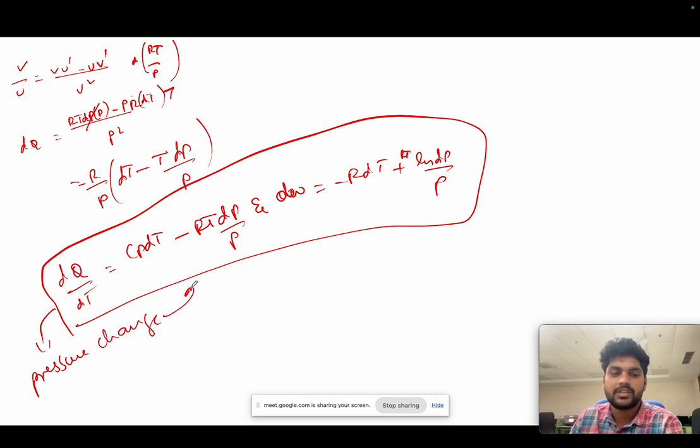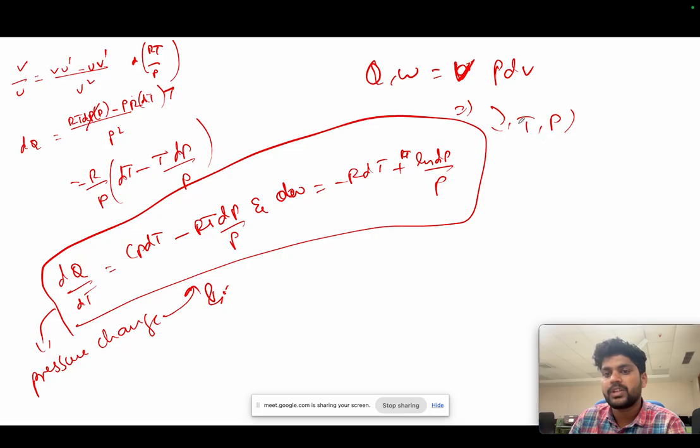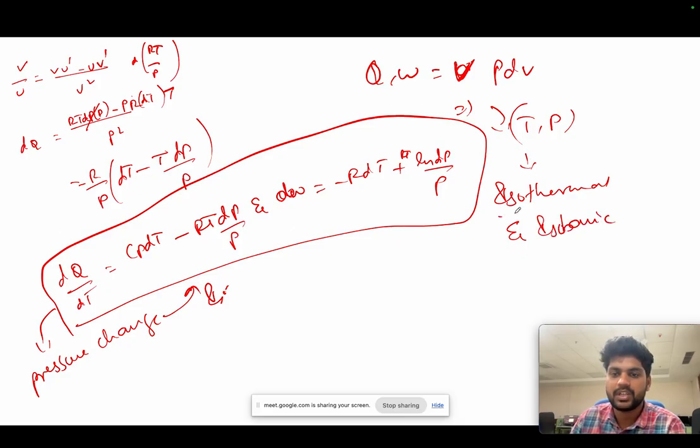Why we have taken the pressure change: initially we have q and w in terms of volume, because of p dv and all these things. Now we converted this into temperature and pressure, so that we can understand the problems of isothermal and isobaric. If it is isothermal, this term will be 0. If it is isobaric, this will not happen, and we will have only Cp dt. The same case for the q also. So basically this is the basic equation for the ideal gas.